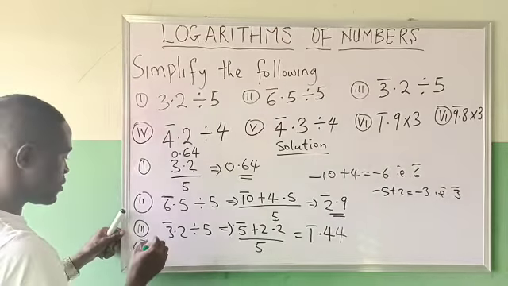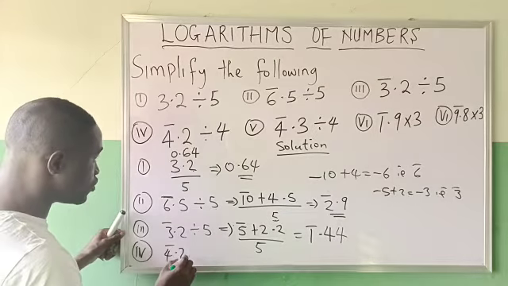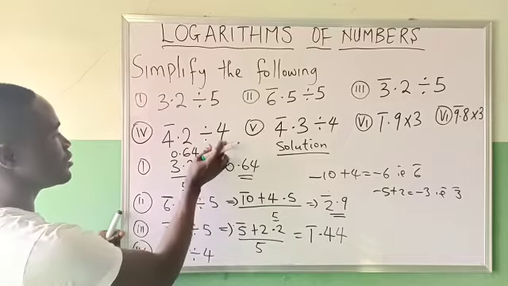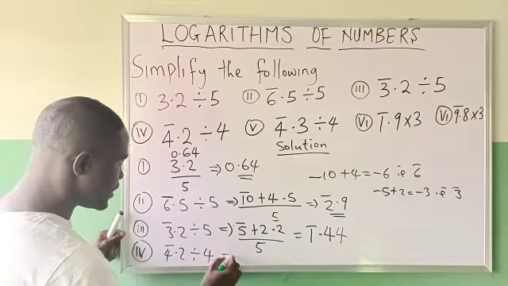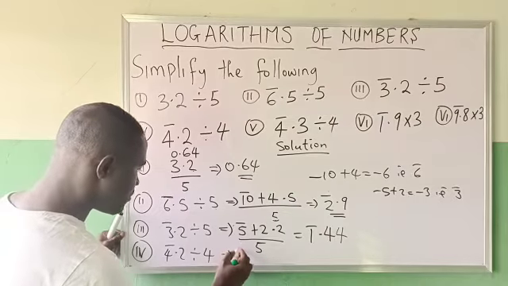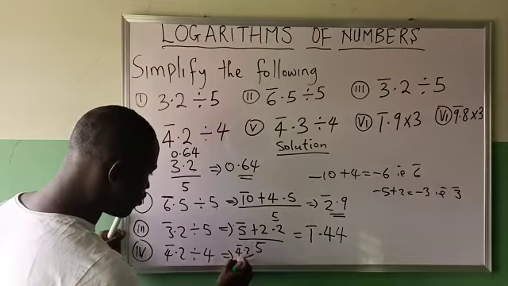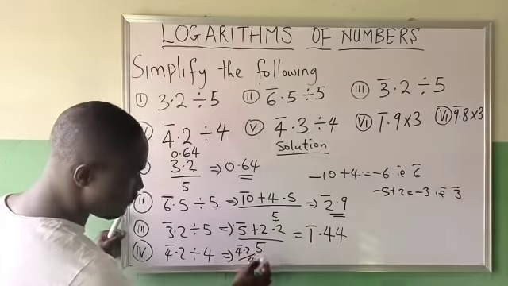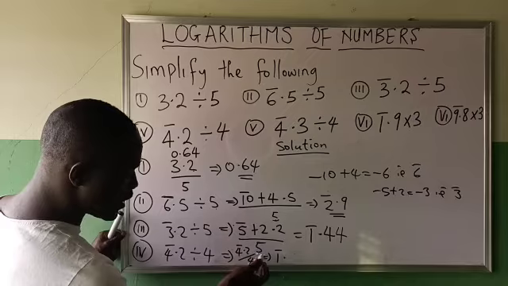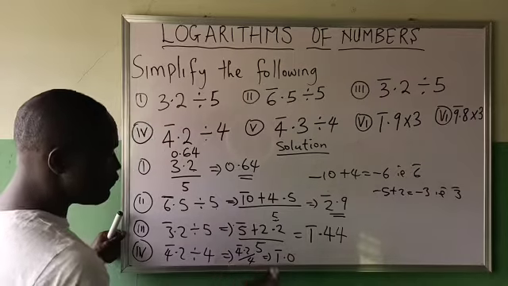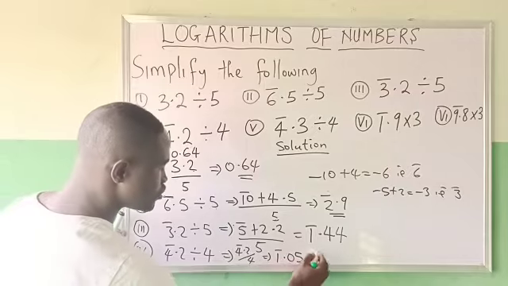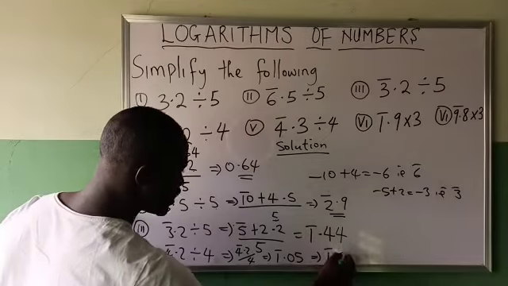Then number 4: bar 4.2 divided by 4. At this point, the 4 can divide 4. That means bar 4.2 over 4. 4 divided by 4 will be giving me bar 1 point. 4 divide 2, it cannot, I write 0. 4 divide 20, I will write 5. That means it will give you bar 1.05.